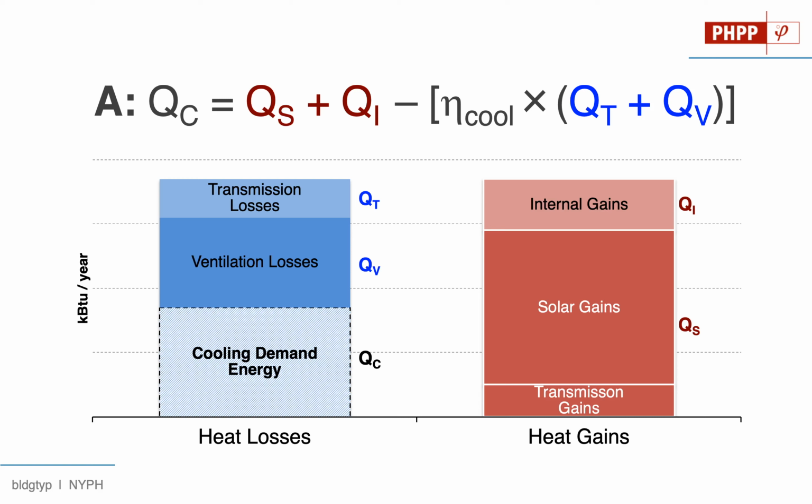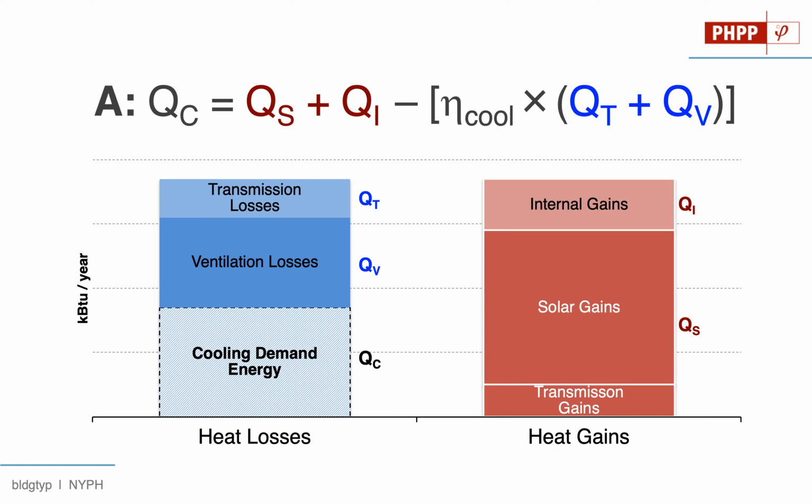And all of those pieces are going to get calculated the same way that we've already looked at. So calculating solar gain, internal gain, transmission loss, and ventilation loss, those are all going to be done using the same methods and the same inputs as before, except that we're going to do them over the cooling period rather than over the heating period. And that's going to be the big difference.